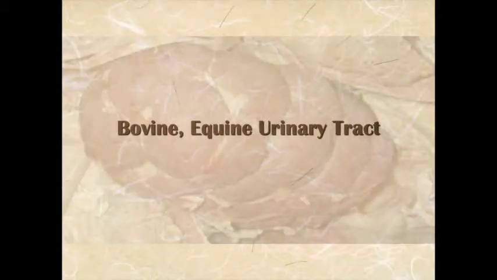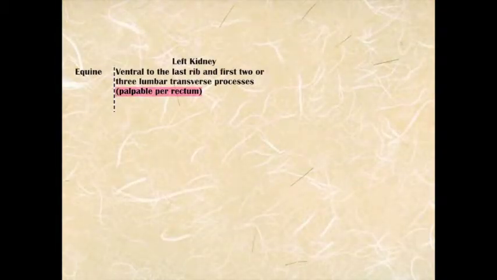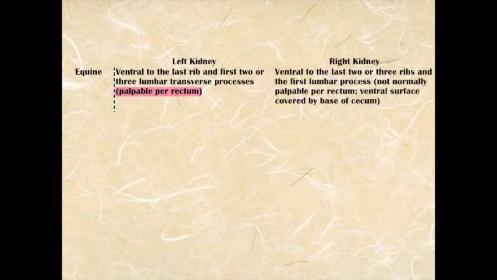Okay, so here we're going to do a little ditty on the urinary tract of the large animal. When we look at the equine, remember that the left kidney is always going to be the one that's more caudal, and so we find it in the horse ventral to the last rib and the first 2 or 3 lumbar transverse processes. This one is palpable per rectum. Whereas the right kidney is going to be more cranial, it's going to be ventral to the last 2 or 3 ribs and the first lumbar process.